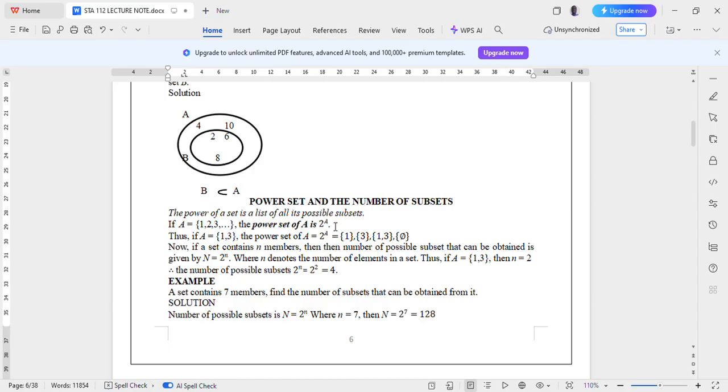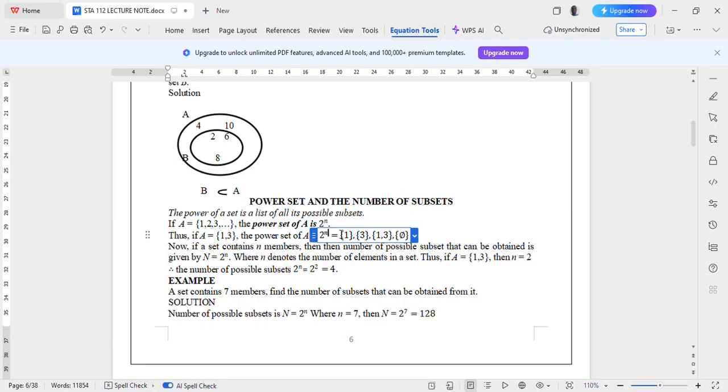So it's 2 raised to the power n, where n is the number of elements in that set. That's the number of subsets. Now look at this: A has 2 elements. 2 raised to the power 2 is 4. So that's how we have it.